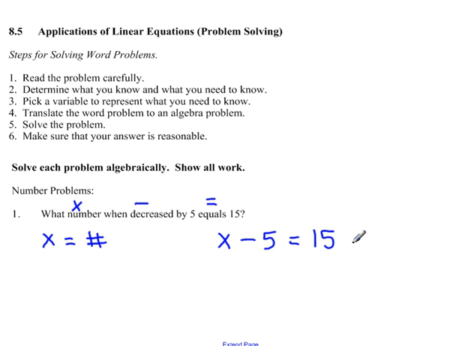You've translated the problem. Now let's use our skills to solve it. We always want to get the x by itself, so I need to get rid of this negative 5. So in order to undo that, I need to add 5 to both sides. The minus 5 plus 5 cancels to give you 0, bring you x equals 15 plus 5 is 20. And to check the reasonableness, you could just substitute it back in and say, well, 20 when decreased by 5 is 15. That's reasonable.